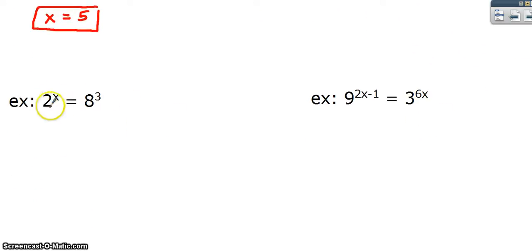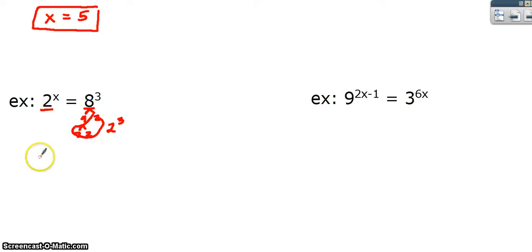So we've got 2 to the x equals 8 to the 3rd. So our problem is that the bases aren't the same. But usually when this happens, one of the bases can be converted into being the same. We can't convert the 2 because we can't really break down 2. But 8, we can break that down. 8 is 4 times 2, and 4 is 2 times 2. So 8 is really 3 2's, or 2 to the 3rd.